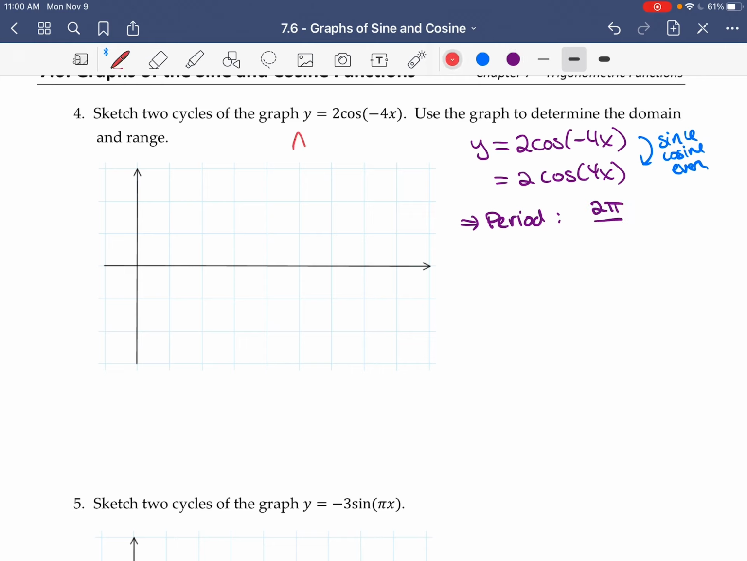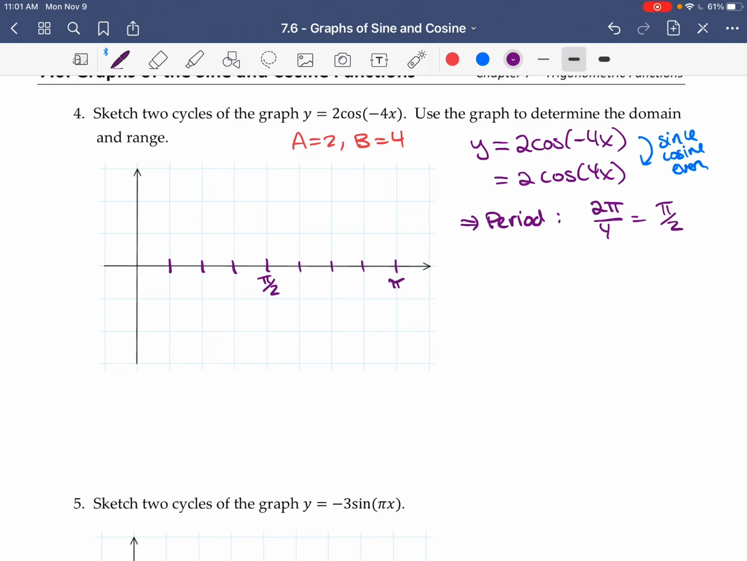So maybe I should just write. So a here is 2, b is 4. So 2 pi over 4. So that's going to be pi over 2. Now they gave me 8 things here. So 1, 2, 3, 4. So after 4 steps, that's going to be my period. Then 4 more steps, 1, 2, 3, 4, that's going to be double my period, which is going to be pi.